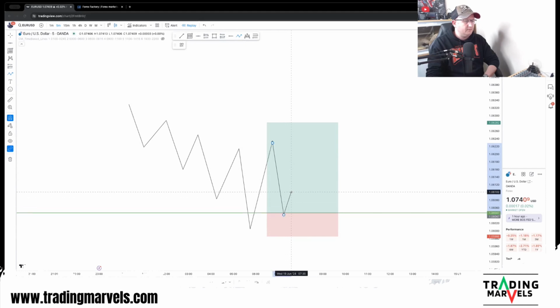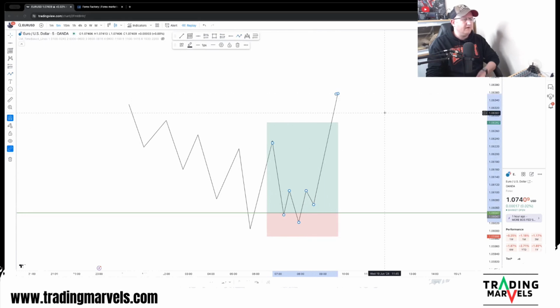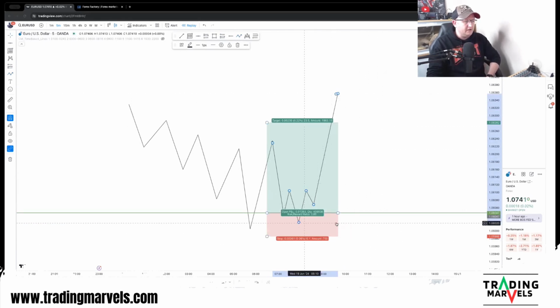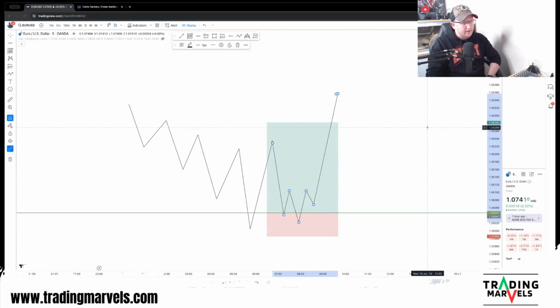It might even do this. It might tap into the zone, come down here, back into the zone, back out, and then shoot off. Okay, so that would be a buy limit right there. So I hope that makes sense. That is part of my strategy.